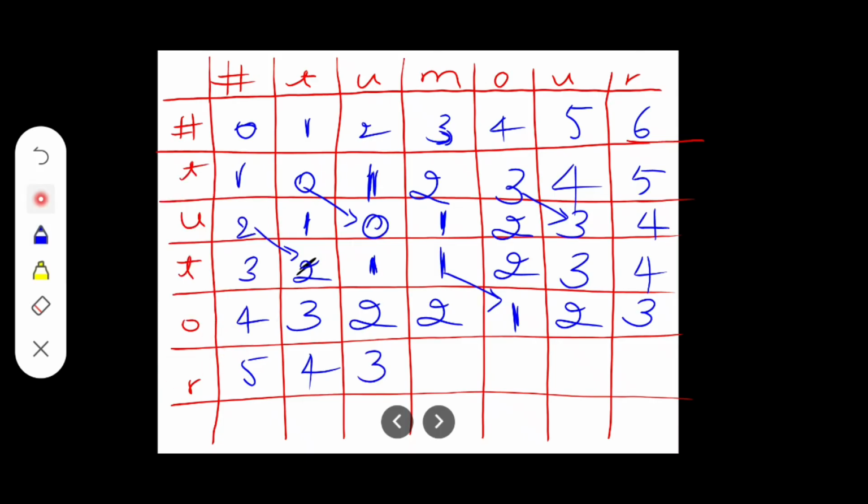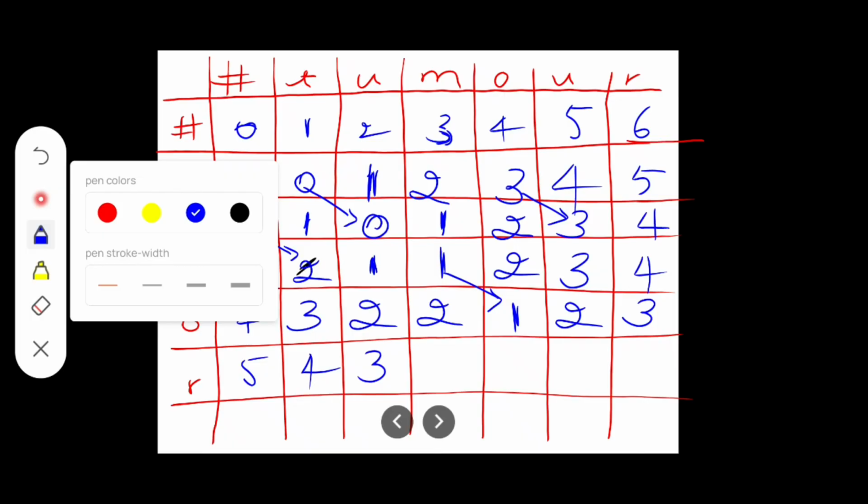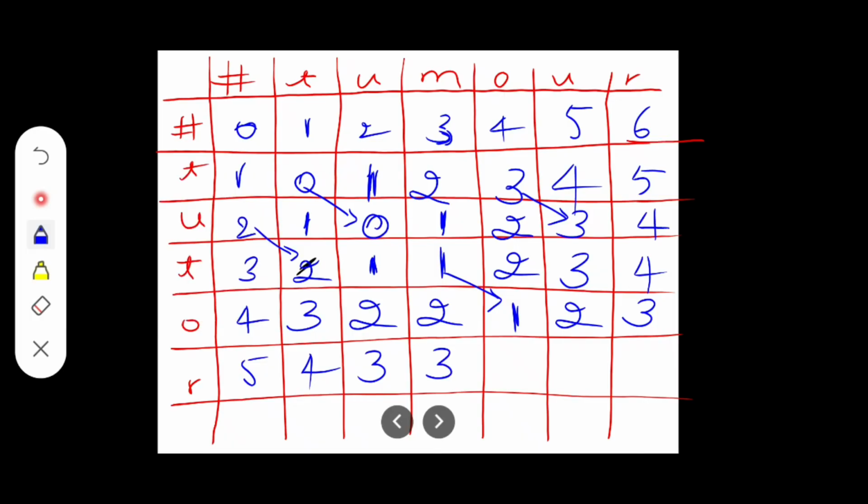Again, this R is compared with M. R is not equal to M. So I need to fill this box. So consider this set. Find which is the minimum element in this box, that is 2, 2 and 3. Which is the minimum element? It is 2, right? So 2 plus 1, that is minimum element plus 1, that is 3. I'll be filling 3 here.